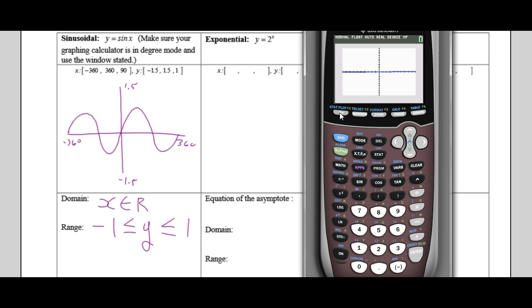Where y equals. If your calculator's graphing and you want to stop it, just hit the on key. Okay, that's a break. So if you see it graphing, and you think, oh my god, I entered the wrong thing, just hit on. It'll stop it from graphing, and you can go change to what? 2 to the x.